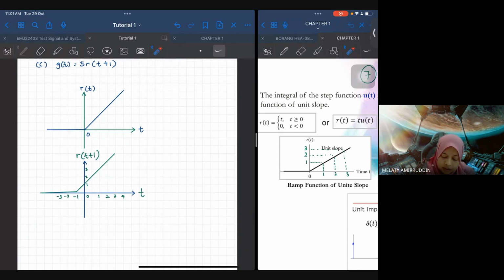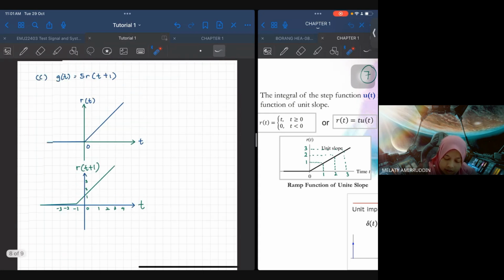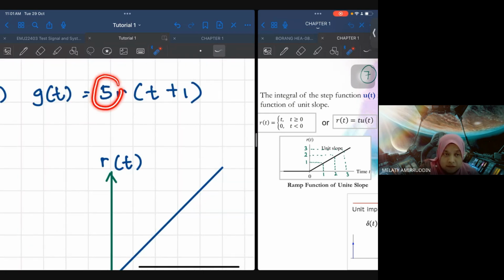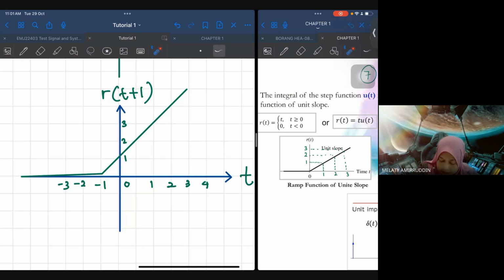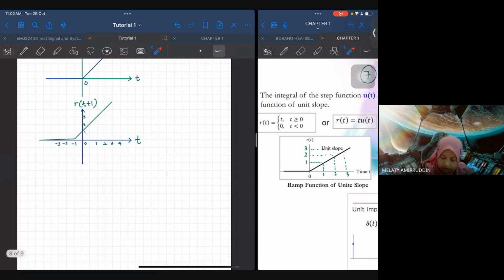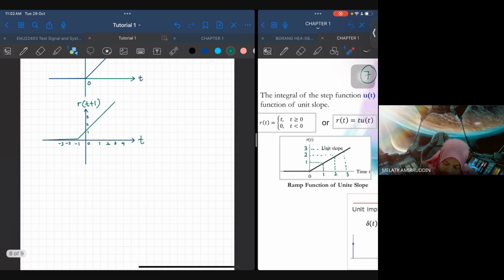And then we are already done with this one. And then change the amplitude by 5. So every amplitude here, you need to multiply by 5. Multiply by 5. 5, 10, 15. Okay. 20, 25, 30 until infinity. So draw again.